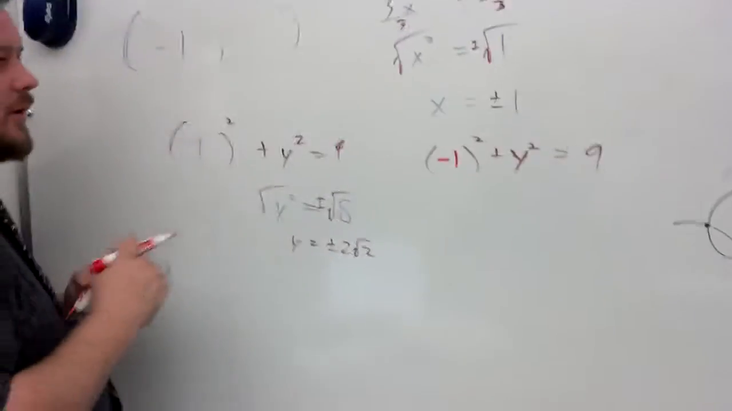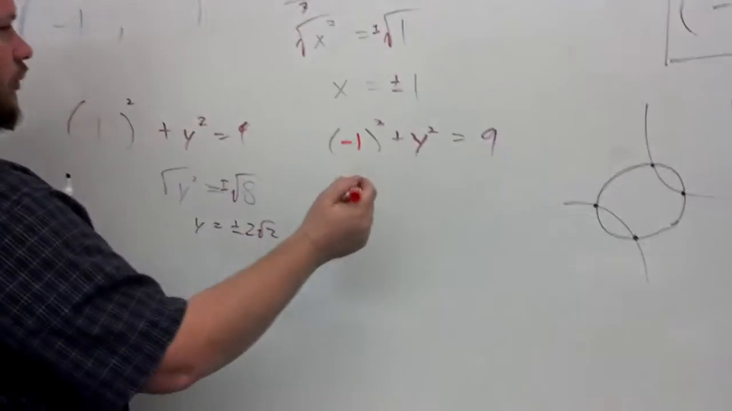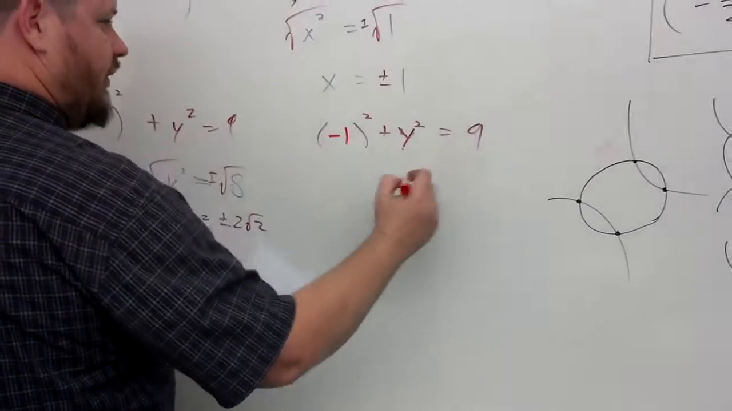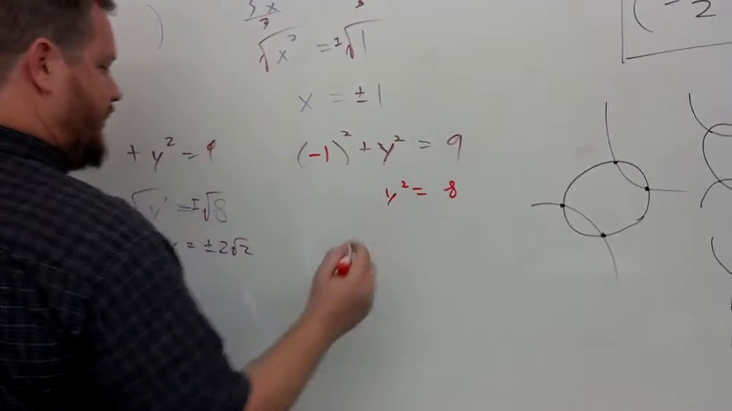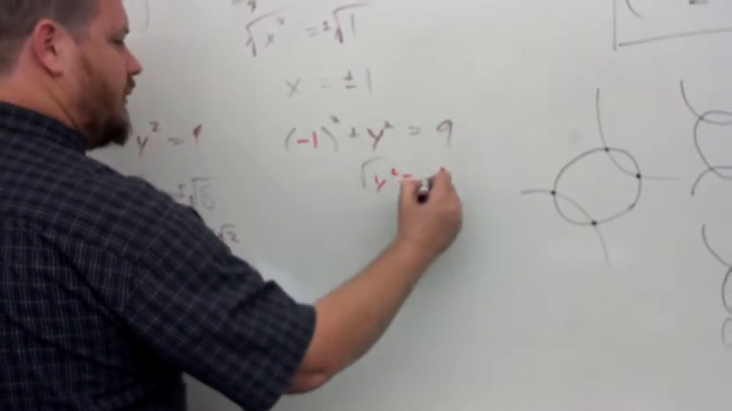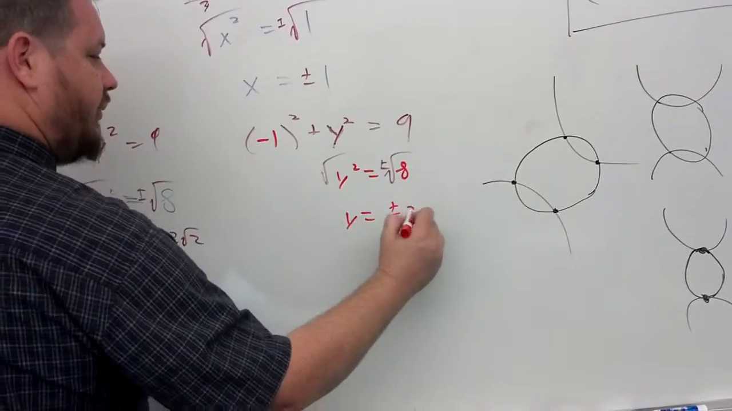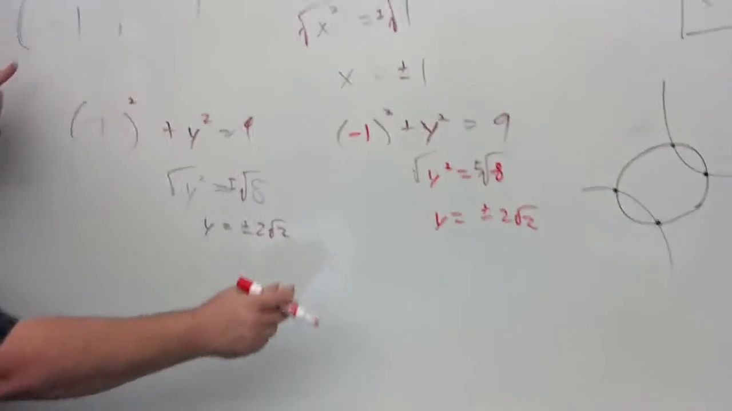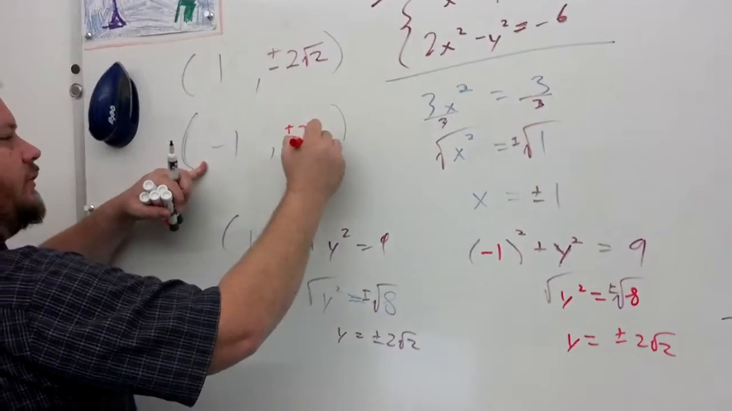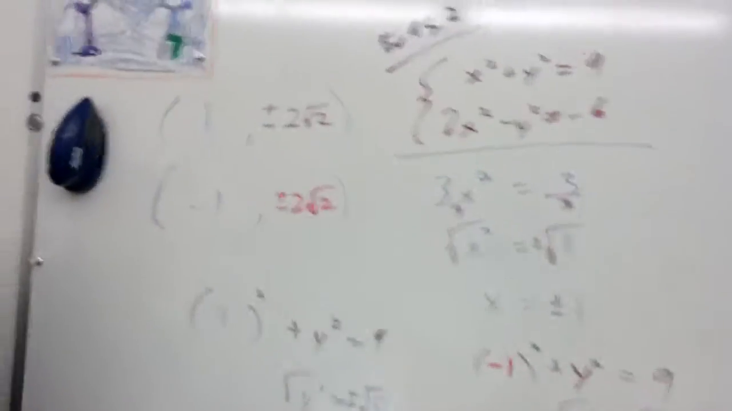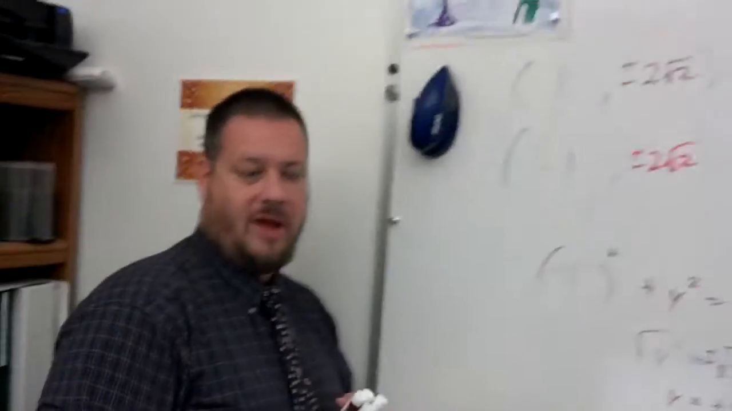Alright, let's do an x of negative 1. It's the same answer. Negative 1 squared is also 1. Subtract 1 from both sides, and we're going to end up at the same place. Square root of both sides, plus or minus y. And so we're going to have y equals plus or minus 2 rad 2 when x is negative 1. And now we're done. So how many total answers do I have?